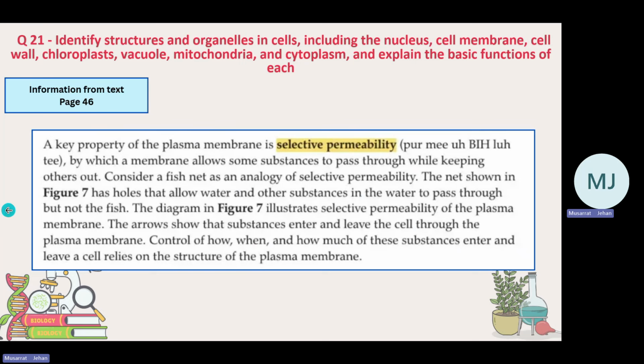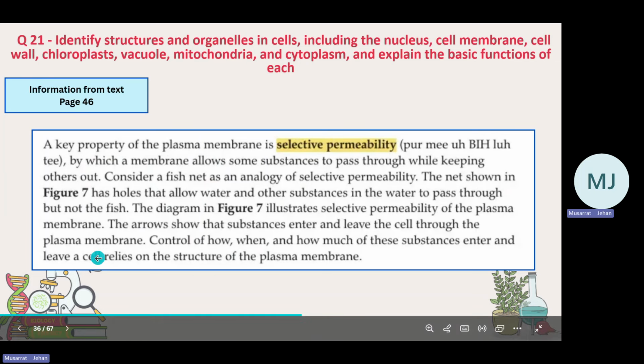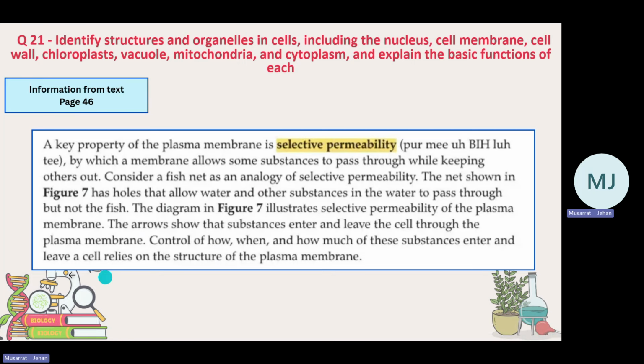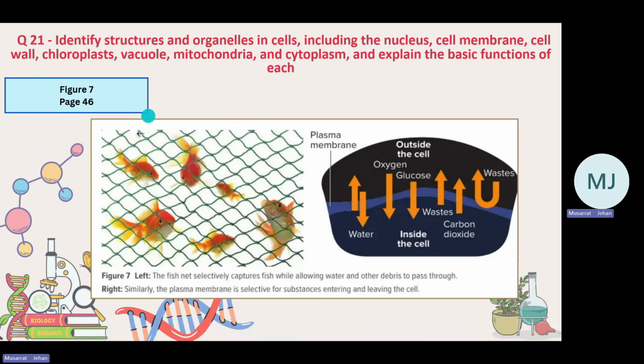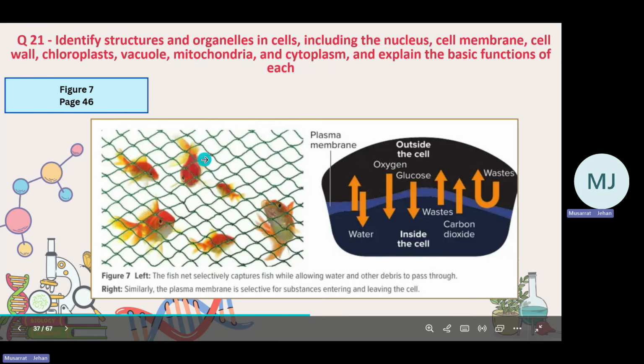Like the arrows here, you can see. The arrows show that substances enter and leave the cell through the plasma membrane. It controls how, when, and how much of these substances can enter or leave the cell. So if they give you this, what feature of the plasma membrane is this showing? This is selective permeability.